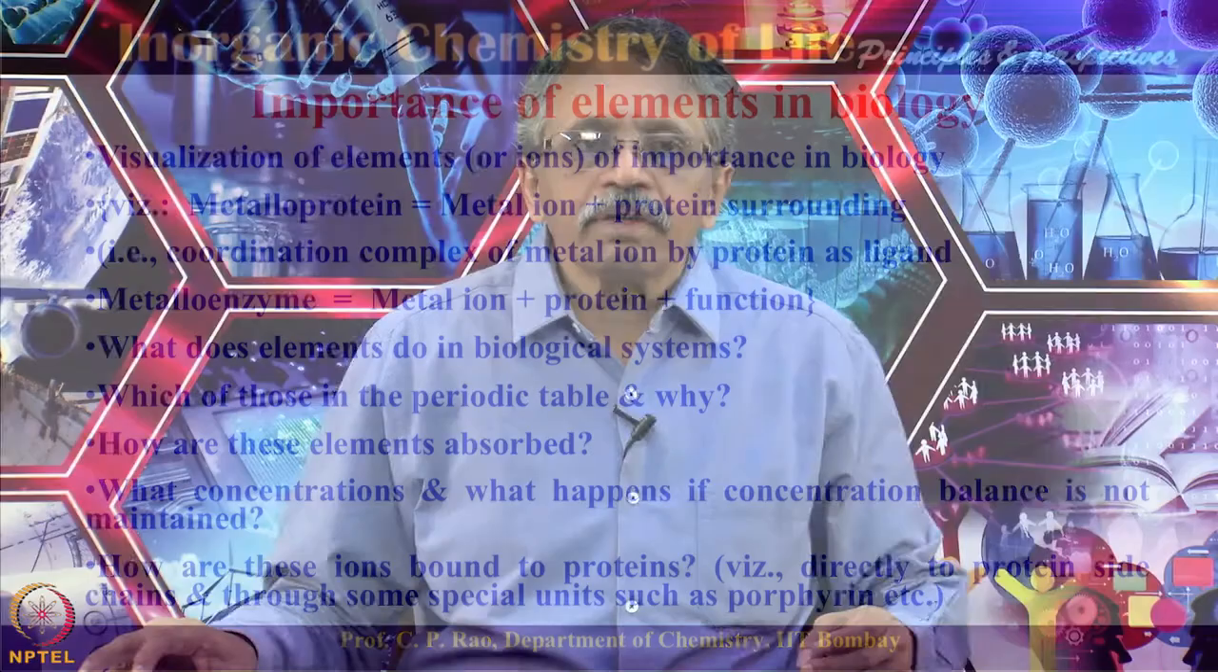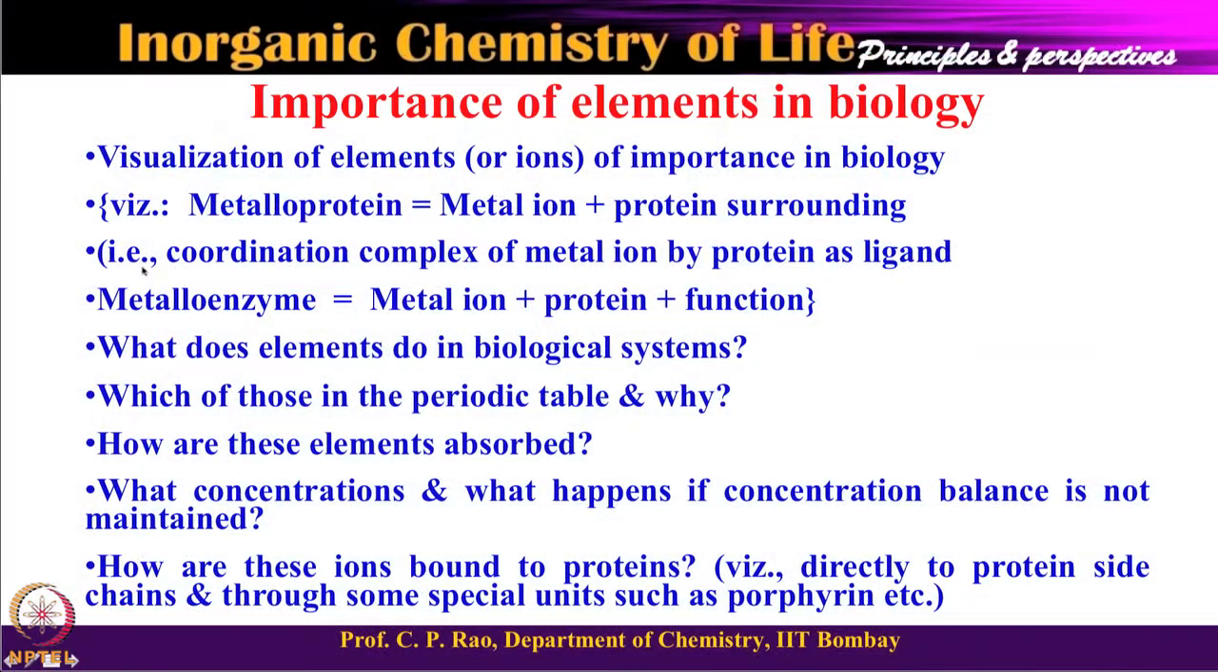Whatever we have understood about the general elements in biological systems is this visualization of the elements or ions of importance in biology. A metalloprotein is a metal ion plus the protein surroundings. When the metal ion is present, it is not just a free metal ion, it can be a coordination complex of the metal ion by the protein. In this context, for an inorganic chemist, the protein is a ligand, and for a biochemist, the inorganic center is just one element. It is like looking at a half filled glass: somebody says the glass is half filled with water, and somebody else says the glass is half empty.